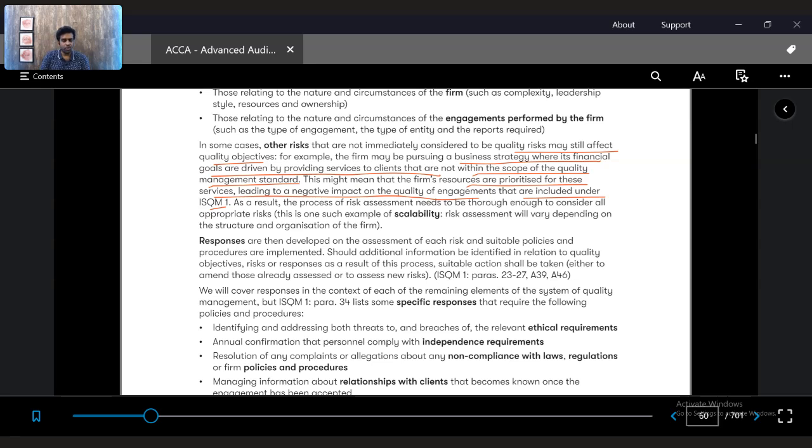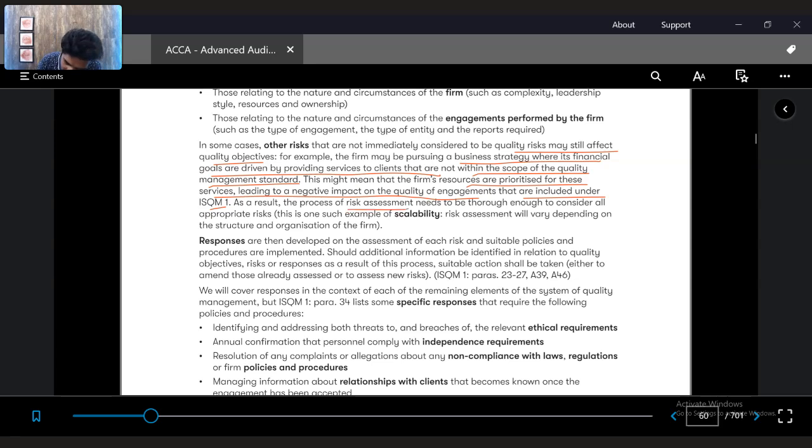Right? So as I told you, maybe the firm is a new firm and they want to establish their presence, so they might reduce the cost. When you're reducing the cost and you get a client, you might suffer because you cannot hire someone else, because if you hire someone else, your cost will increase and you will be at a loss. So the business strategy of how the audits are being managed could also affect quality management.